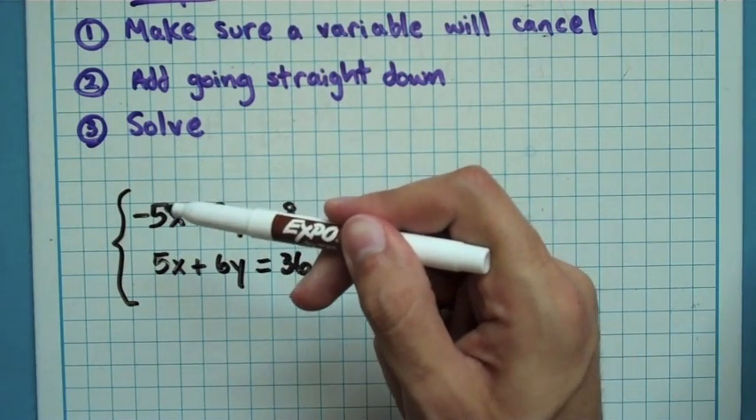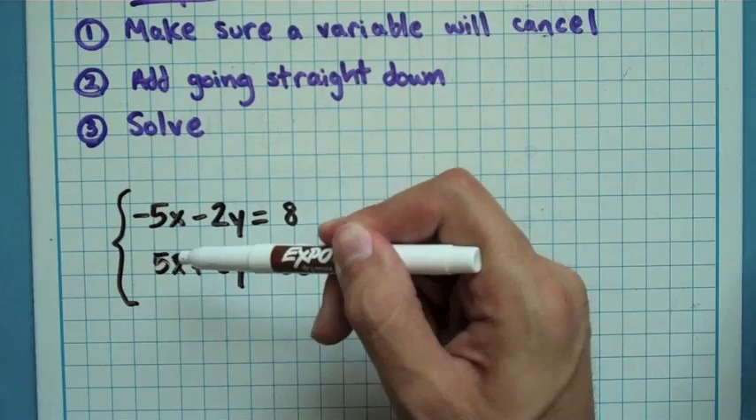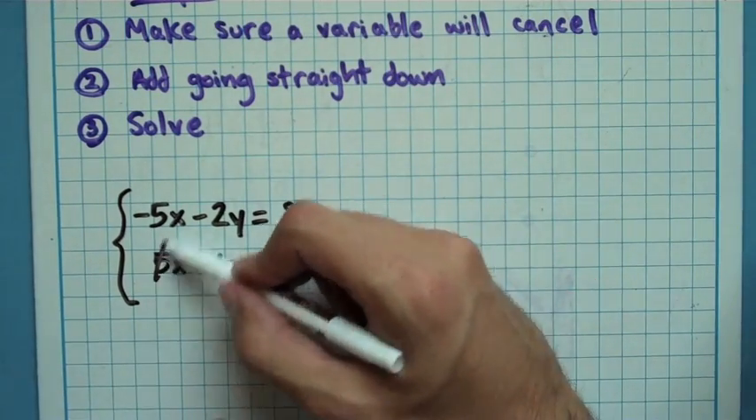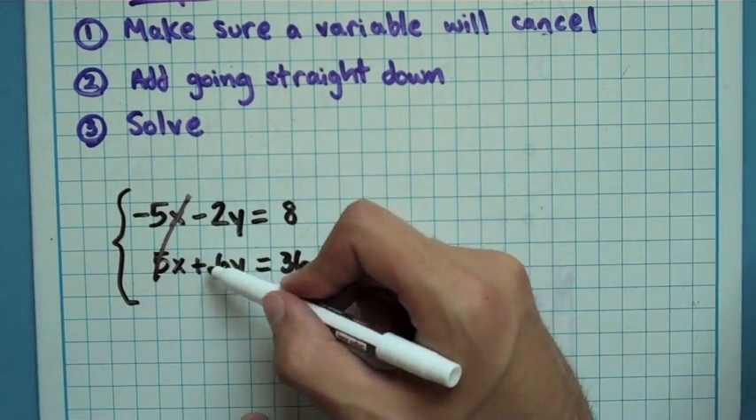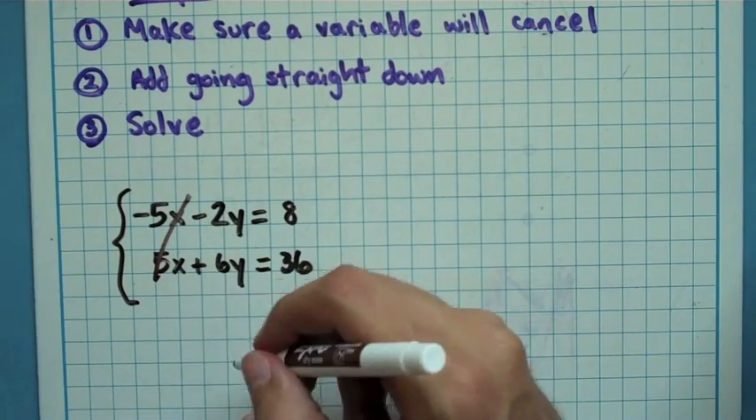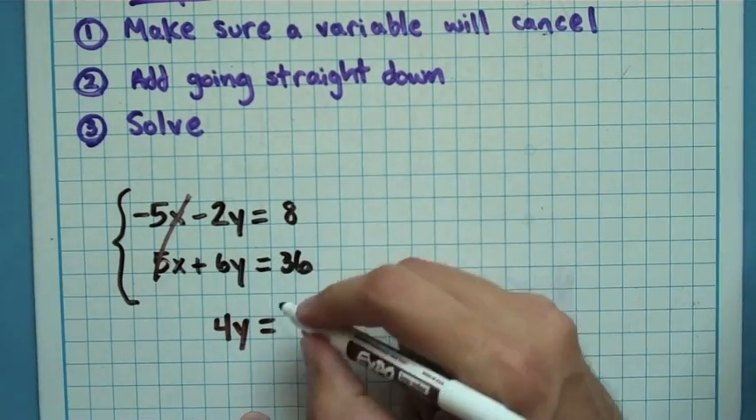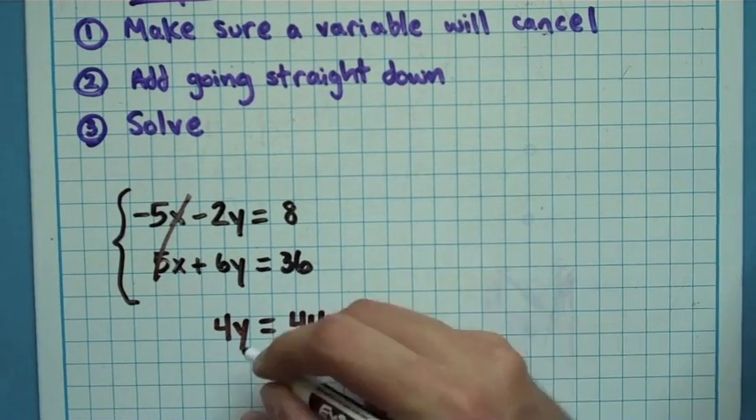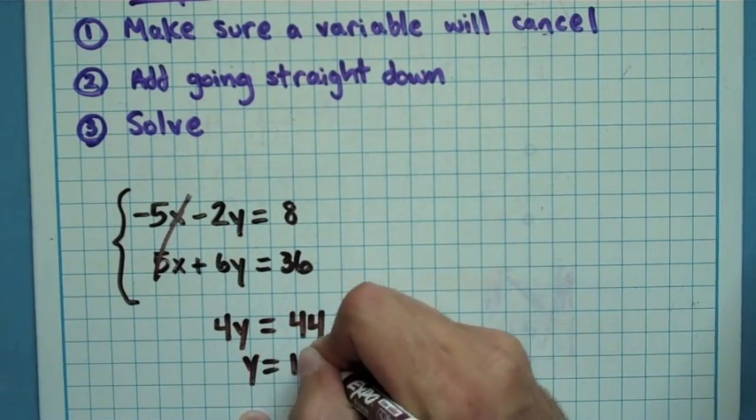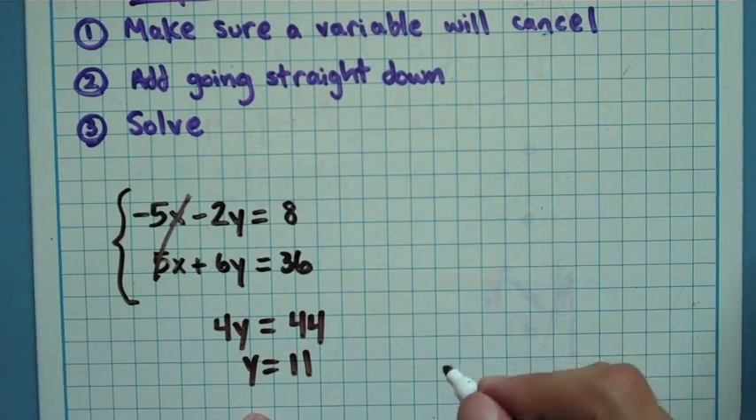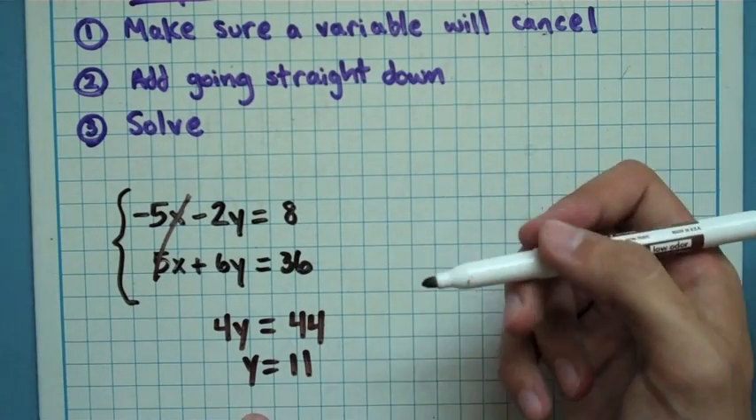So if I add going straight down, negative 5x plus 5x, that cancels out. Negative 2y plus 6y, negative 2 plus 6 is positive 4, so I get 4y. Equals 8 plus 36 is 44. I solve that and I get y equals 11. The only thing I have to do now is plug that back in somewhere and get x.